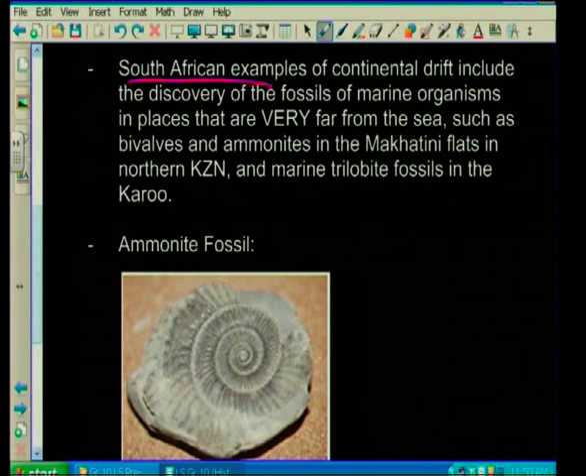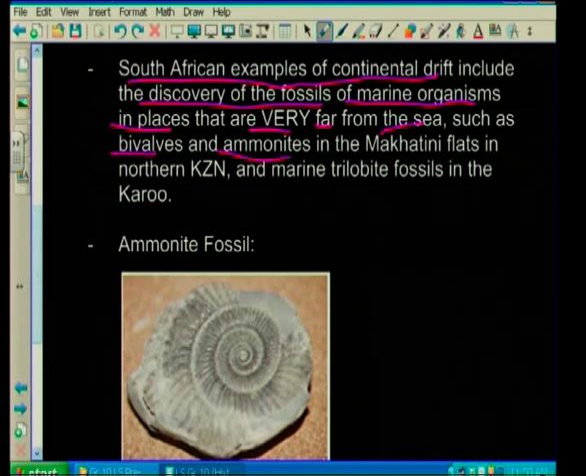South African examples of continental drift include the discovery of fossils of marine organisms in places that are very far from the sea, such as the bivalves and the ammonites in the Makatini Flats in northern KwaZulu-Natal, and the marine trilobite fossils in the Karoo. Now, please remember, we need to know what are some of the fossils that can be identified to tell us there had been continental drift.